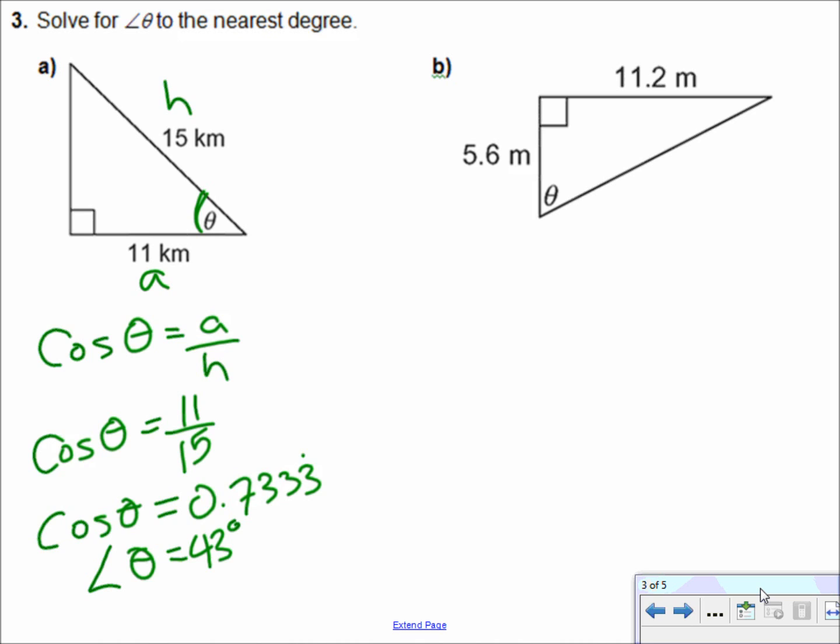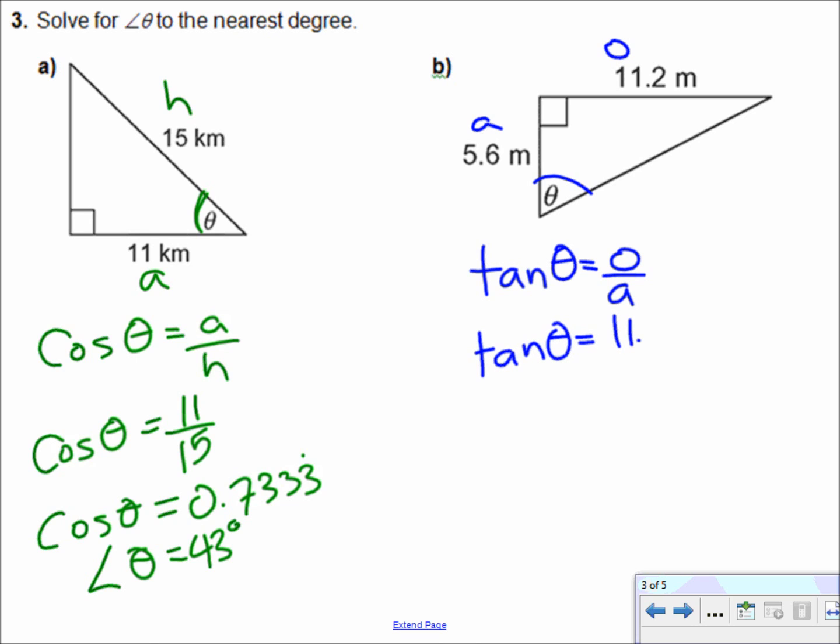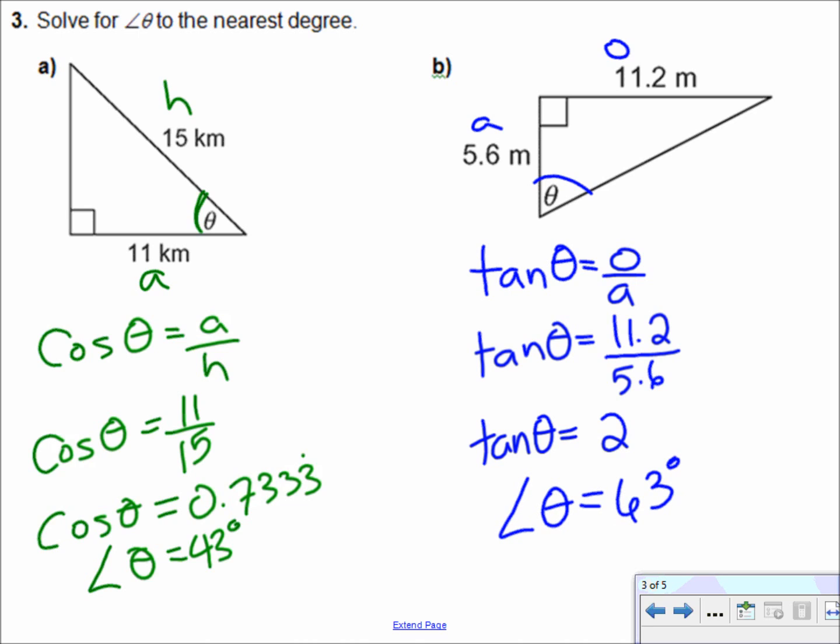Okay, next. Based on this angle given, we have our opposite side and our adjacent. Opposite and adjacent is tan, TOA, okay? So tan of theta is equal to the opposite over adjacent. Tan of theta is equal to 11.2 divided by 5.6. I'm going to get my decimal here, 11.2 divided by 5.6, and I get 2. Now I'm going to do second function tan 2 equals angle theta is equal to 63 degrees.